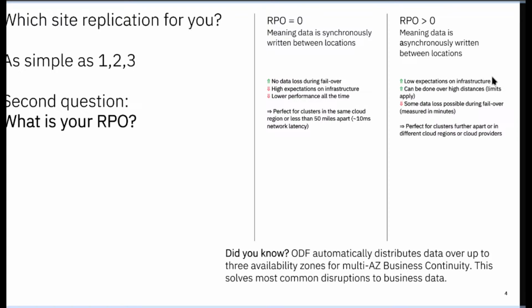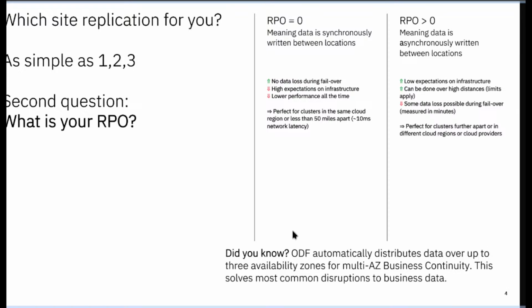with lower expectations on the infrastructure. We can do that over high distances, so just like the example I did before, US East and West Coast. And then we have this downside of some data loss possible during failover. But this is really good if you want to have this very far apart data that's very secure.